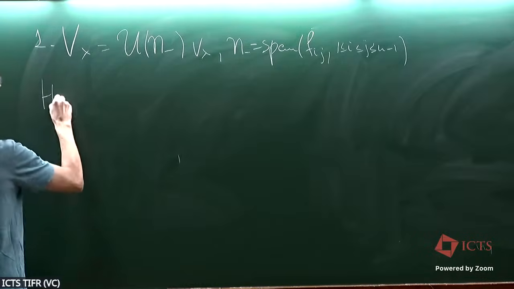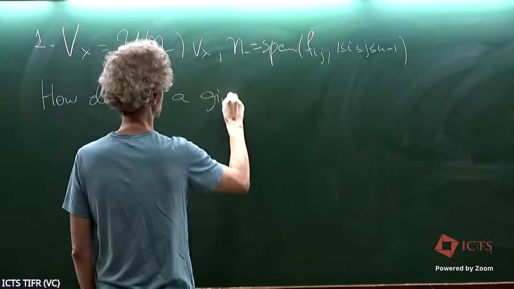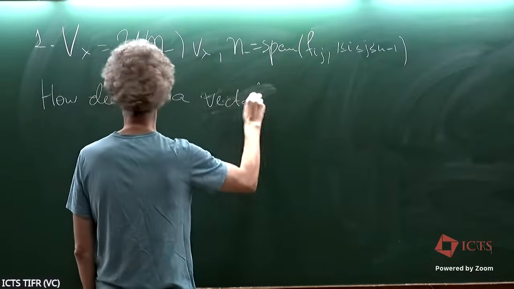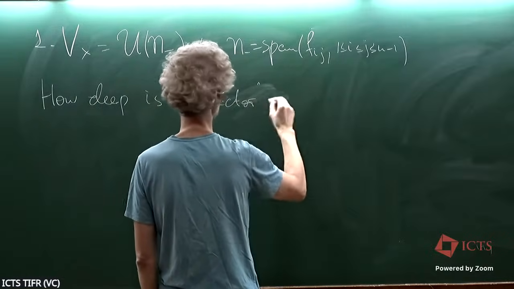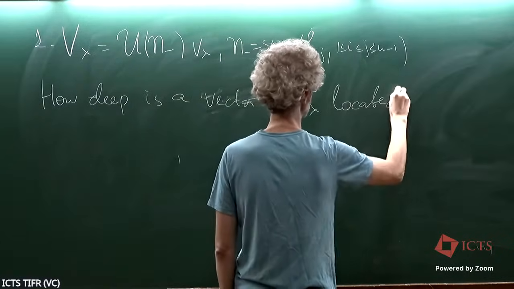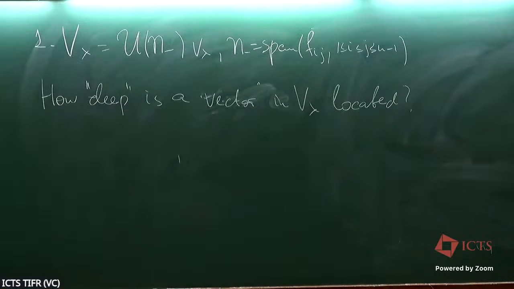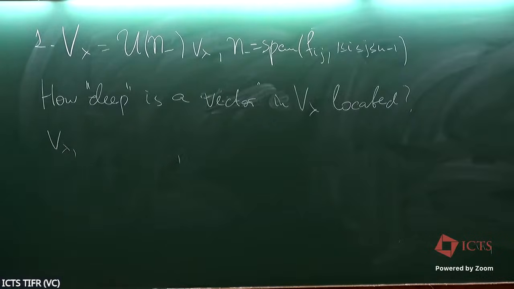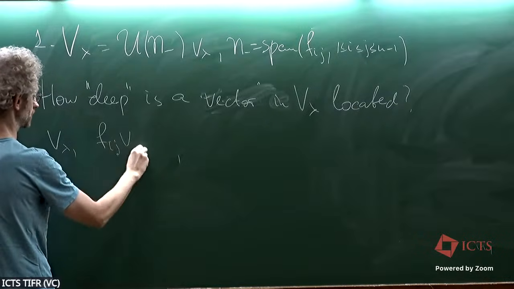How deep is a given vector in V lambda located? So what does it mean, deep? Deep means that, okay, we start with V lambda. This is our starting point. And then we apply, say, all possible Fij's to V lambda.